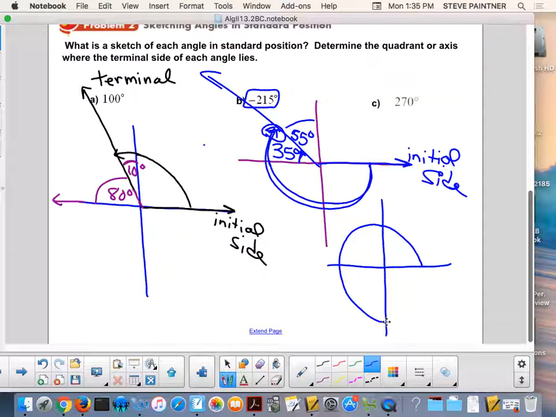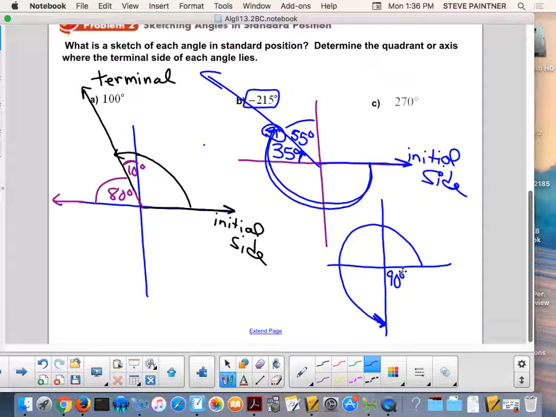270. Guess what? You landed right on the y-axis. I don't need to be told. I know if you say it hits the y-axis, it's 270. If you want to stick a 90 in here, I'm 90 degrees short of a circle, fine. I just don't need it. If you land on the x or the y-axis with your terminal side, I don't need numbers.